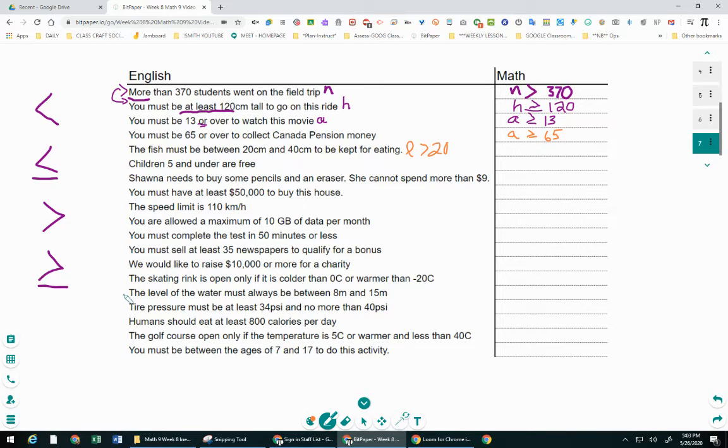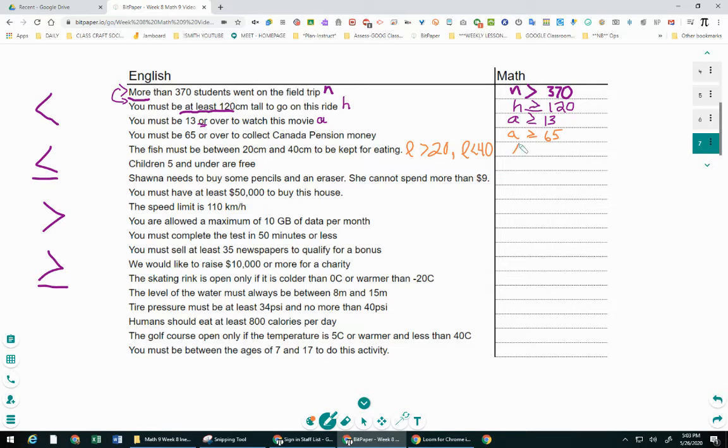Anyways, I was talking about the length. The length has to be greater than 20 centimeters. At the same time, the length must also be less than 40, so we're just going to put in a comma here.